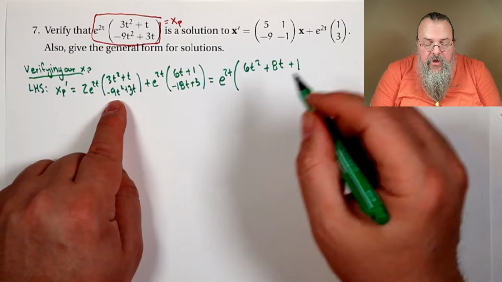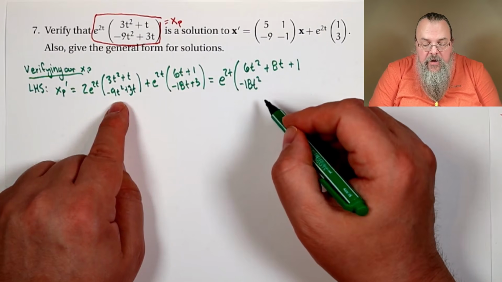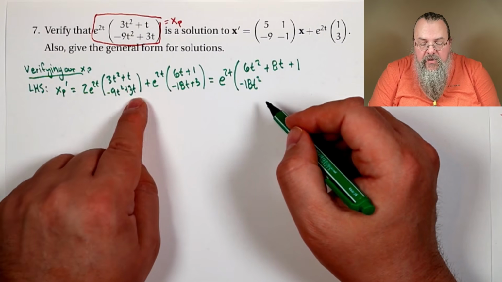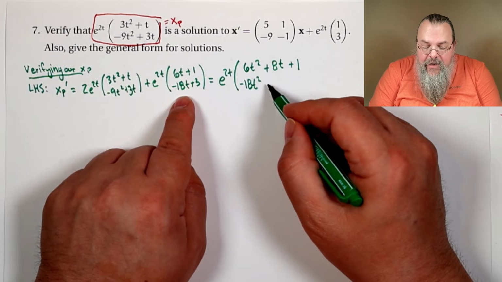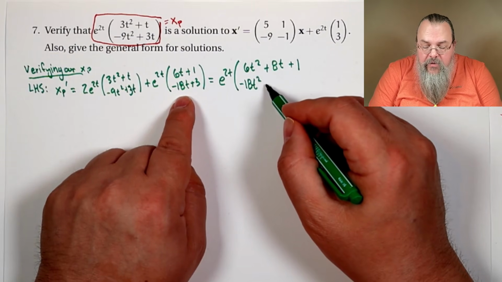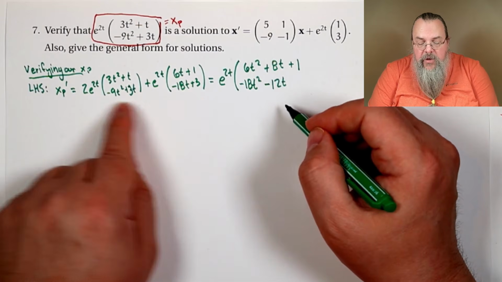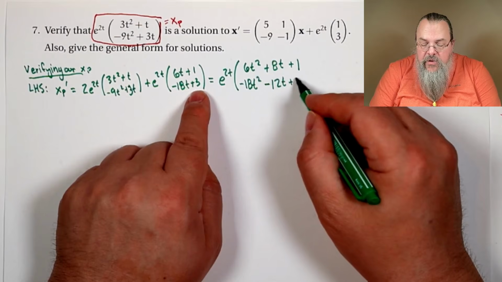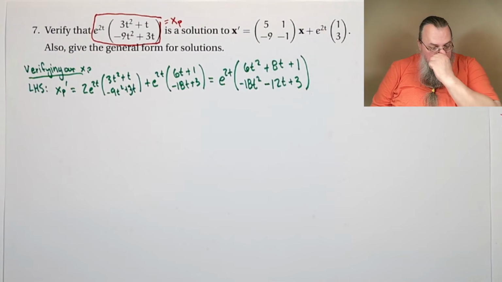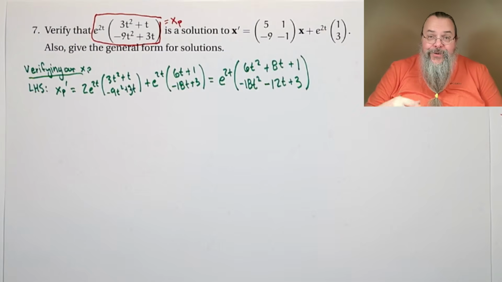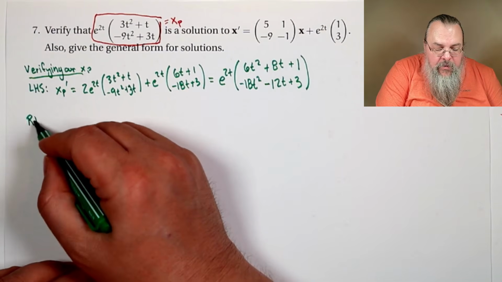All right, bottom. 2 times minus 9t squared, minus 18t squared. Then we're going to have 2 times 3t, which is 6t, minus 18t. 6 minus 18 will get us to minus 12t. And then the only constant is here, plus 3. All right, so there's the left-hand side. All right, now we have to do the right-hand side. And what do we get there? Right-hand side.